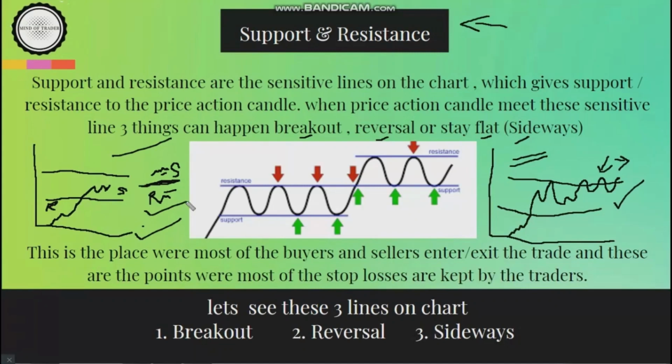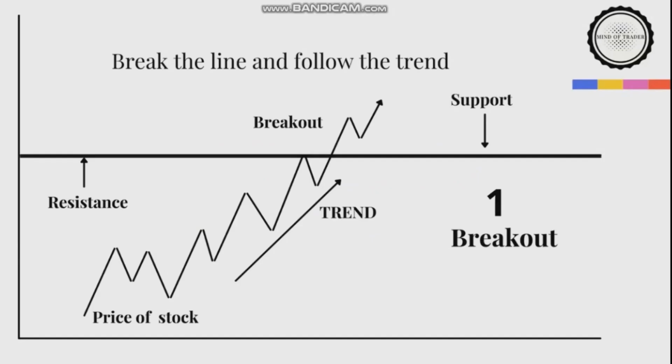Now let's see in our next chart the three levels: breakout, reversal and sideways, individually. So here we are looking at a typical breakout situation. The price action candle is going up, and when it touches the resistance, it is able to break the resistance and give a breakout. So, a typical example of a breakout.